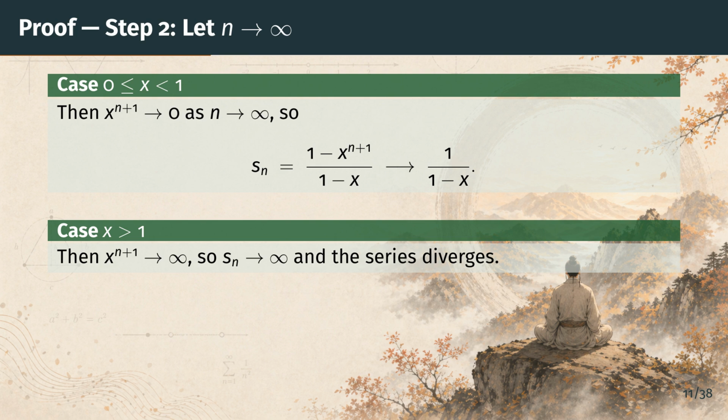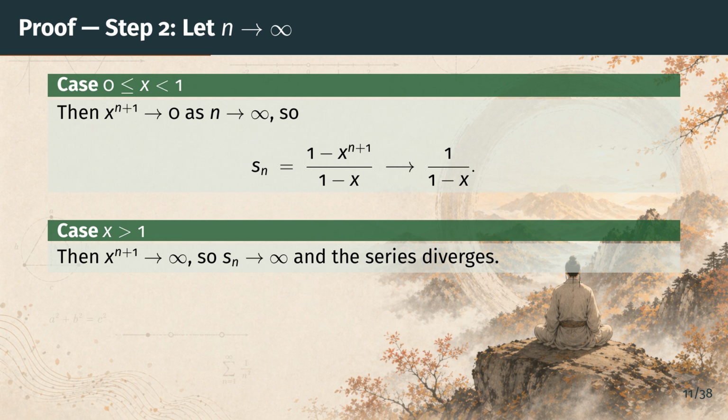Step 2 is where the limit actually happens. We let n grow without bound in the closed form from step 1. And notice that the whole expression is controlled by a single moving part, the power x to the n plus 1 sitting in the numerator. When x lies between 0 and 1, repeatedly multiplying by a number smaller than 1 drives that power to 0.